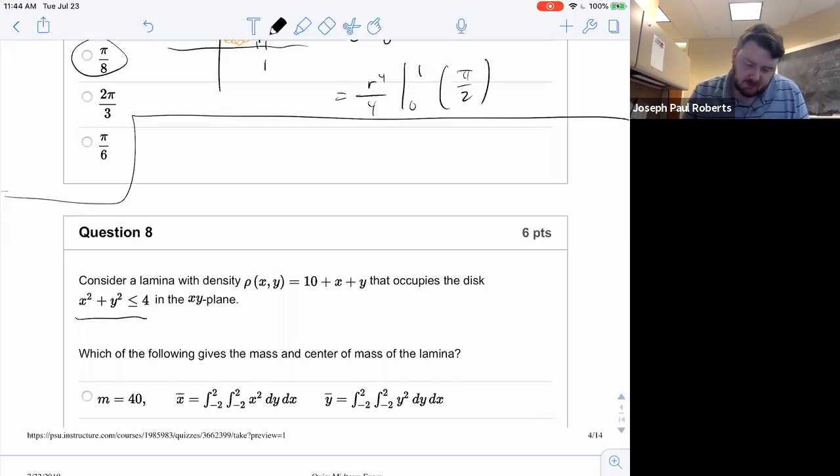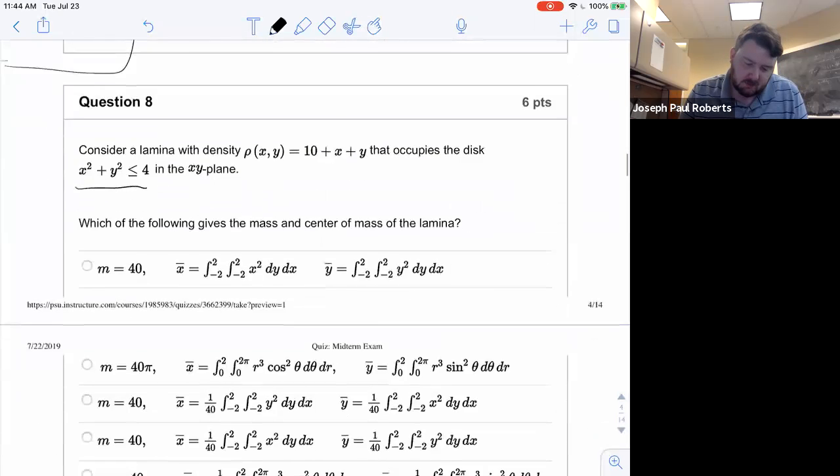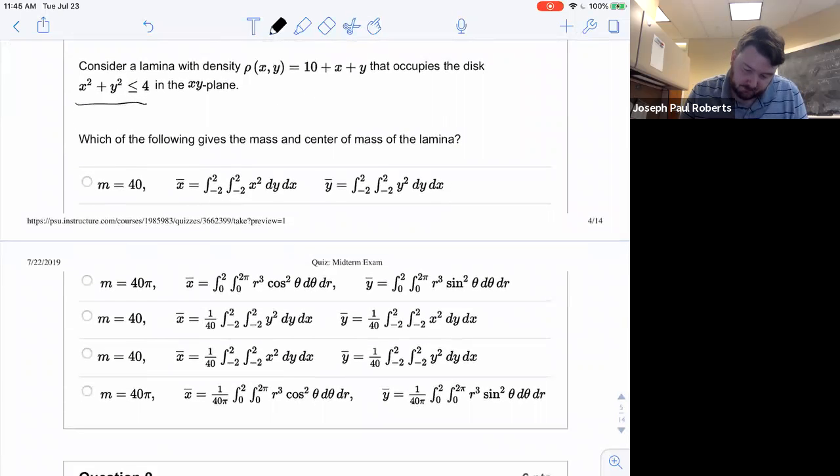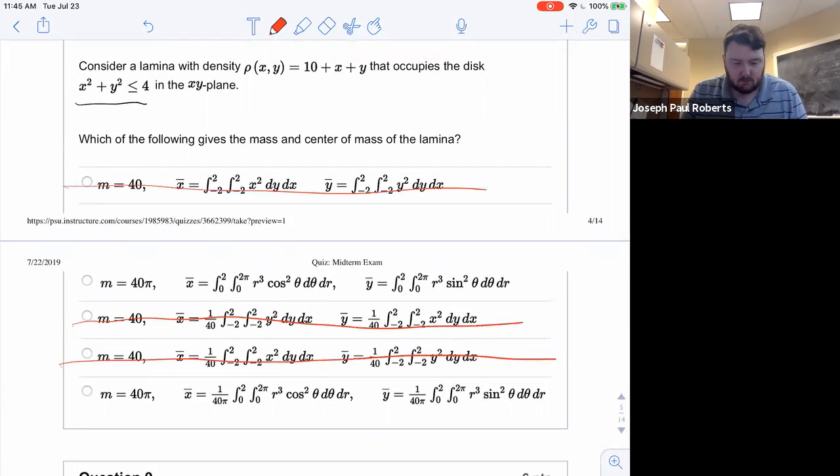Okay, so first thing to watch out for is this is a disk, not a rectangle. So these choices where it's dy dx and the bounds are numbers, those would be for rectangles. So this one is out, this one is out, this one is out. You know, the disk is not equal to the rectangle. So be careful. Bounds are all numbers in x and y means we're talking about a rectangle. Disk means it's good for polar, so we're on the lookout for those two choices.